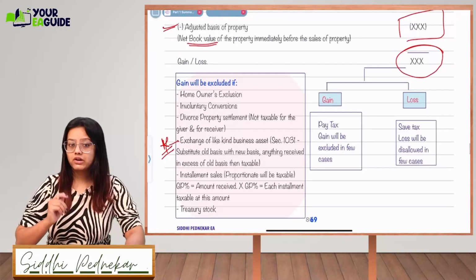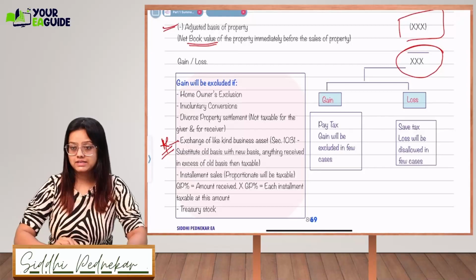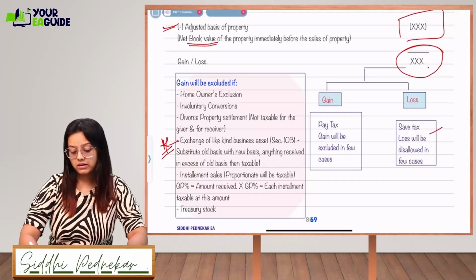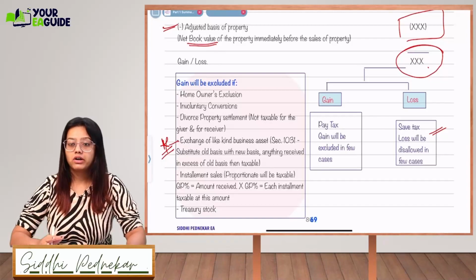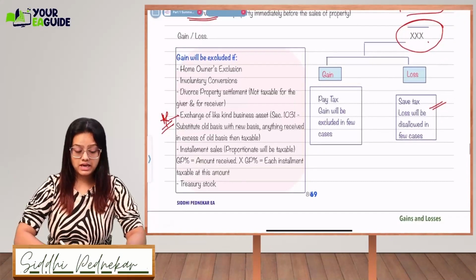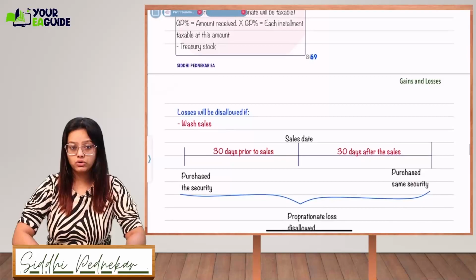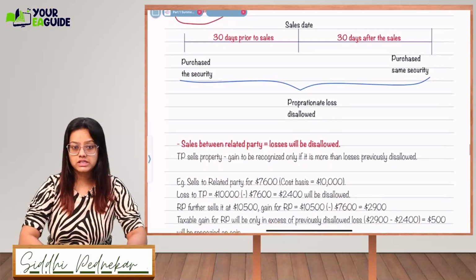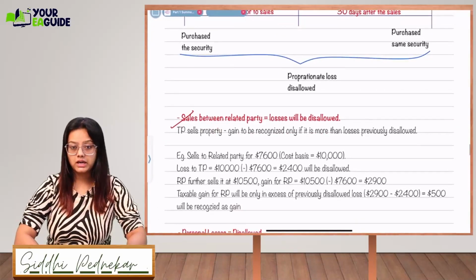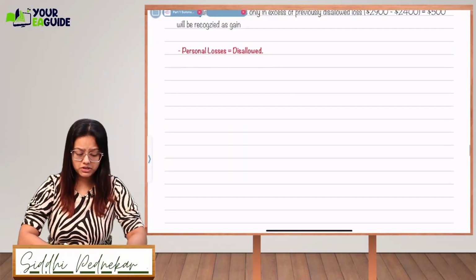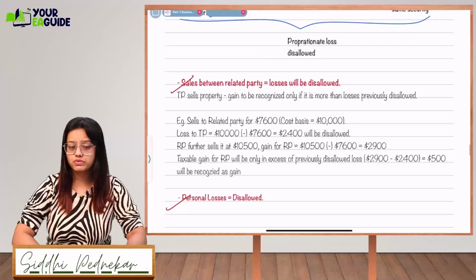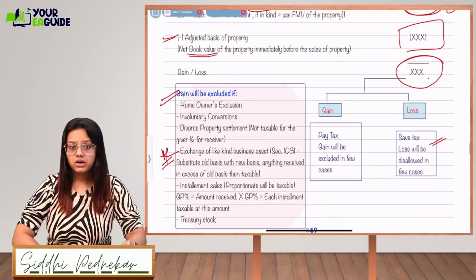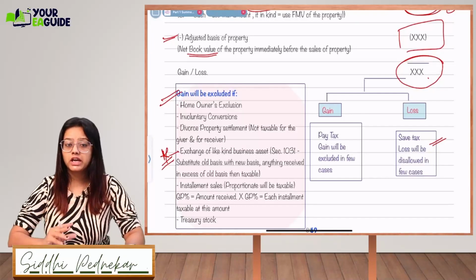Now this gain or loss can either be taxable or exempt, or if it is a loss, it can either be included or disallowed. So we have to understand how much gain we are going to exclude and how much loss we are going to disallow if it's a wash sale, a sale between related parties, or a personal sale. In these three situations, we disallow the losses. So let's first understand how much gain we are going to exclude.